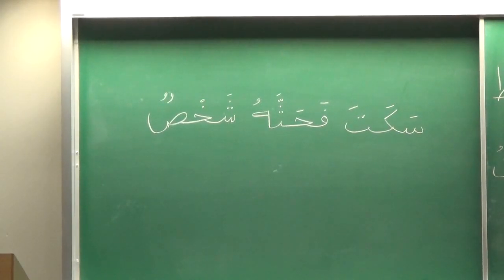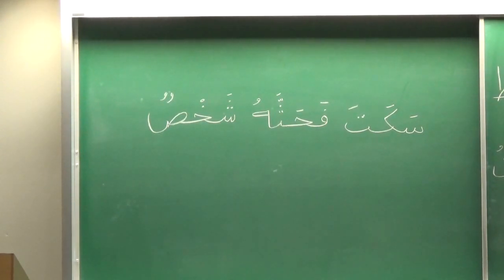So we have 1, 2, 3, 4, 5, 6, 7, 8, 9, 10. So we have 10 letters. سكت فحثه شخص. You may find it in some other books, فسكت or فحثه شخص سكت, or any combination of.